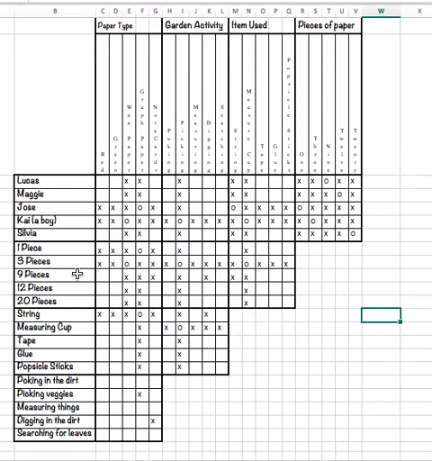And let's see, what else do we know? So the measuring cup we know has to be used by Kai, and Kai used the wax paper, so we can fill in that information. And X's for the rest of that row, and X's for the rest of that column. And wax paper is used by Kai, and Kai was picking vegetables, so wax paper goes with picking veggies. So I'll put an O there, and X's in the rest of that row, and X's in the rest of that column.